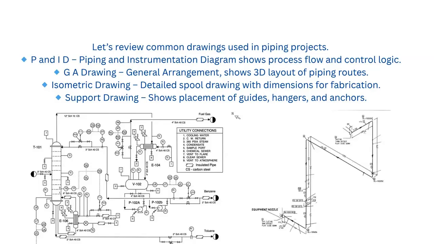Speaking of inspection and documentation, let's review common drawings used in piping projects. P&ID, piping and instrumentation diagram shows process flow and control logic. GA drawing, general arrangement, shows 3D layout of piping routes. Isometric drawing, detailed spool drawing with dimensions for fabrication. Support drawing, shows placement of guides, hangers, and anchors.